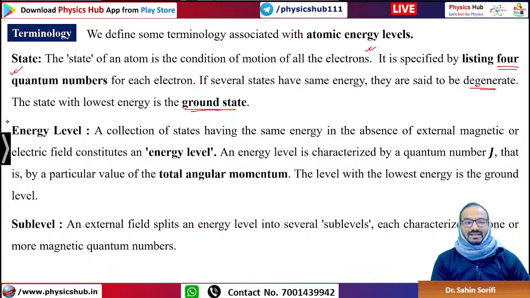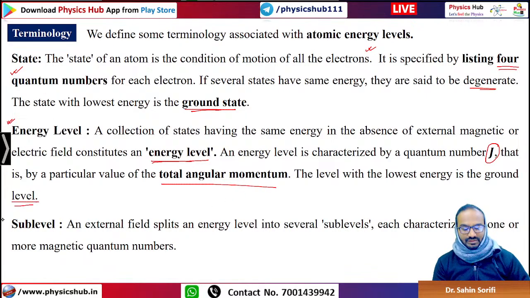Now, what is energy level? Energy level is a collection of such states. A collection of states having the same energy in the absence of external magnetic or electric field makes an energy level. So an energy level will be denoted by a quantum number, that is the total angular momentum. Level with lowest J is the ground state.